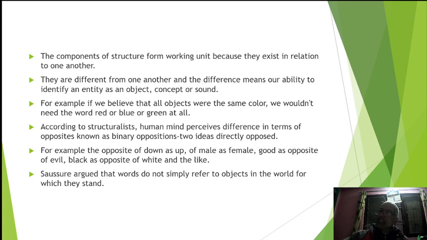We put red colors in one place, green color in another place, black color in another place. And all these are what we are structuring, even in a language. And we make the sentence structure according to that structure of the differences. According to structuralists, the human mind perceives differences in terms of opposites, known as binary opposition. Two ideas directly opposed. That is called binary opposition.